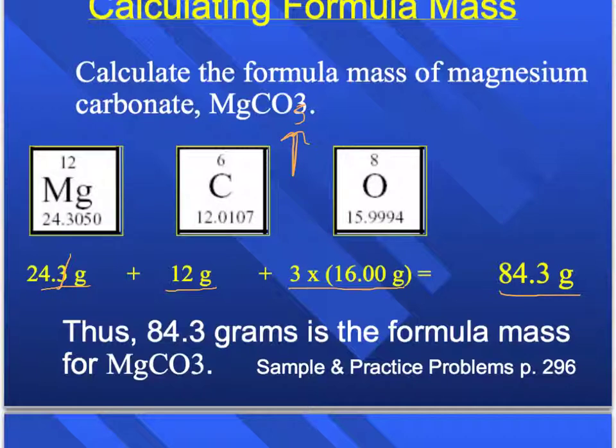And notice that they kind of use this decimal place over here. We don't have to do that. We could just round to the nearest whole number. So for us, we would say it's 84 grams is the formula mass for magnesium carbonate. And notice we're using this word formula mass here instead of molar mass. And that's just because magnesium carbonate's an ionic compound, and we use those things called formula units for them instead of molecules.